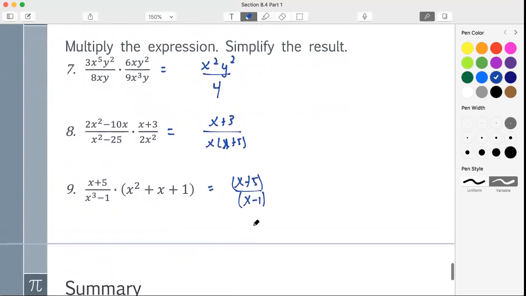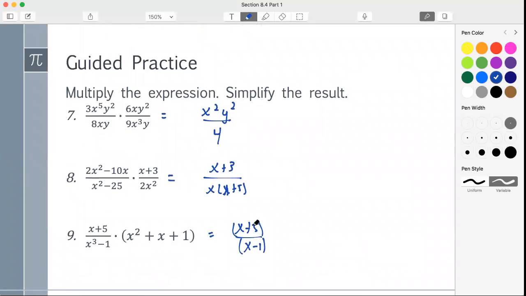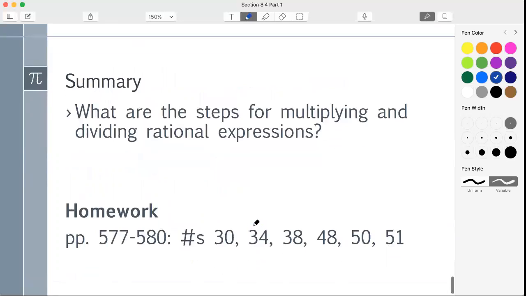All right, I think that's it. So the key is we want to factor and then cancel.